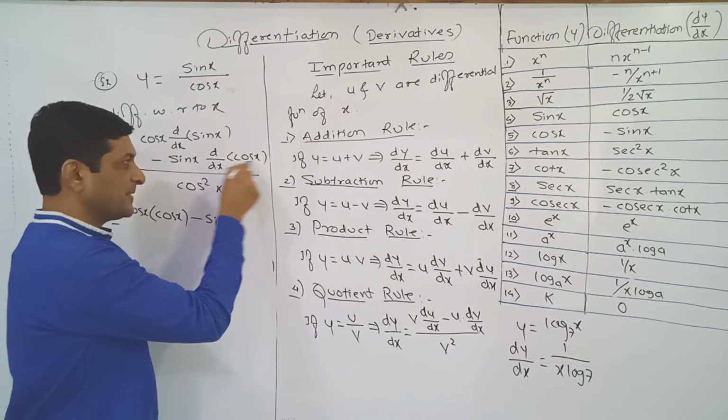According to the identity, sin square x plus cos square x will be equal to 1. So we get 1 upon cos square x. And 1 upon cos square x can also be written as sec square x. In this way, we apply the quotient rule to find the differentiation.